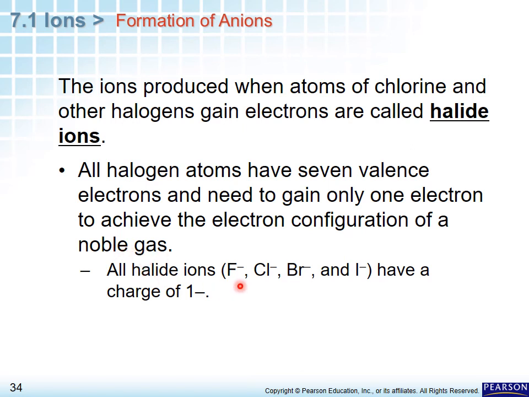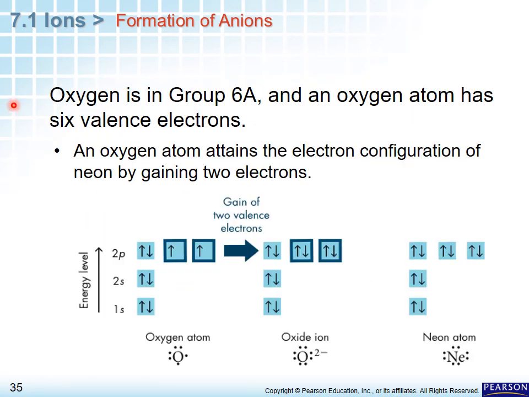All halide ions like fluoride, chloride, bromide and iodide have a charge of 1 negative. Now go to group 6. Oxygen is in group 6A and an oxygen atom has 6 valence electrons. An oxygen atom attains the electronic configuration of neon by gaining 2 electrons. So you can see here 1s2, 2s2, 2p6. In the 2p, how many here? 4. So you can say 2p4 here. But after gaining 2 electrons, it becomes 2p6.